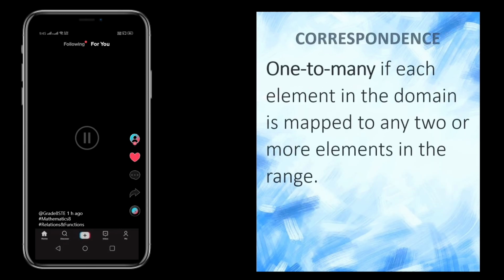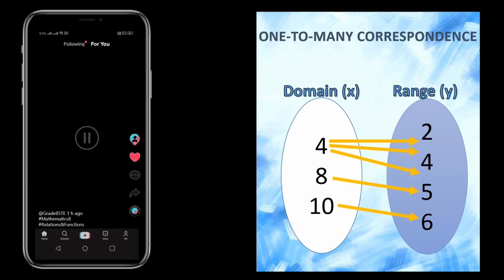One-to-many naman siya if each element in the domain is mapped to any two or more elements in the range. One domain, and then nakaturo sa two or more range. So in this illustration, makikita natin na si 4, mag-isa lang siya, is pointed to 3 elements in the range. Si 4 nakaturo sa 3, kay 2, kay 4, at saka kay 5.